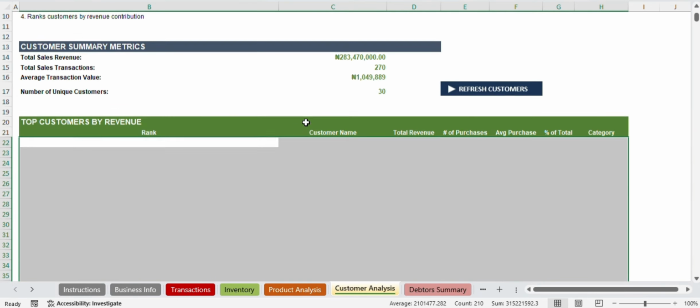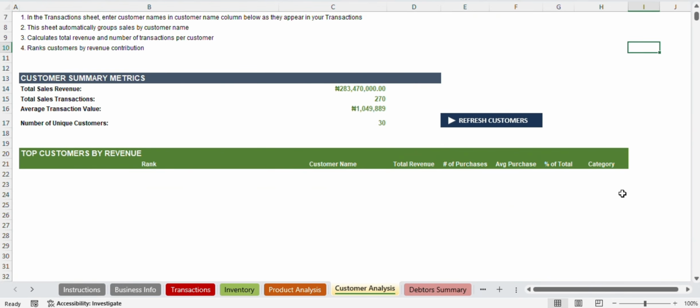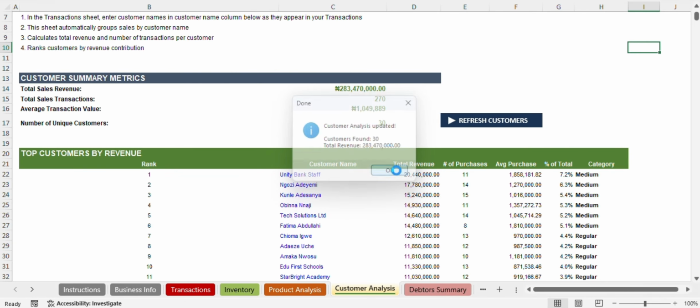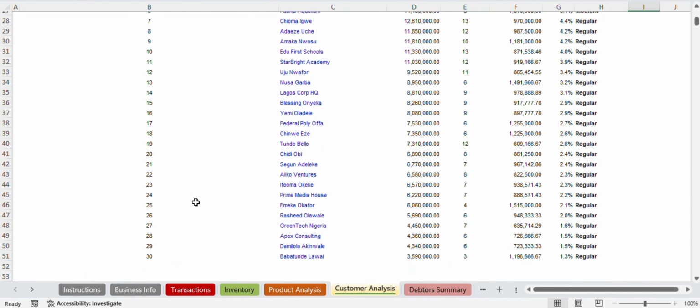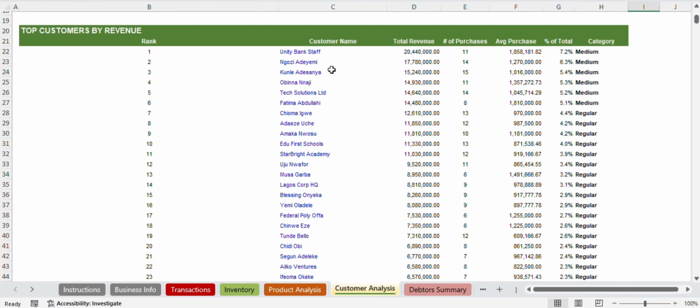With a click of a button, you get the information about your customers. Now, we just need to click this button and then we've seen that we have 30 customers on our list. Out of those 30 customers, they are well sorted. Our best performing customer so far is Unity Bank staff. That is our best performing customer. Whether you like it or you don't like it, the Unity Bank staff made 11 purchases, just 11 purchases from us.